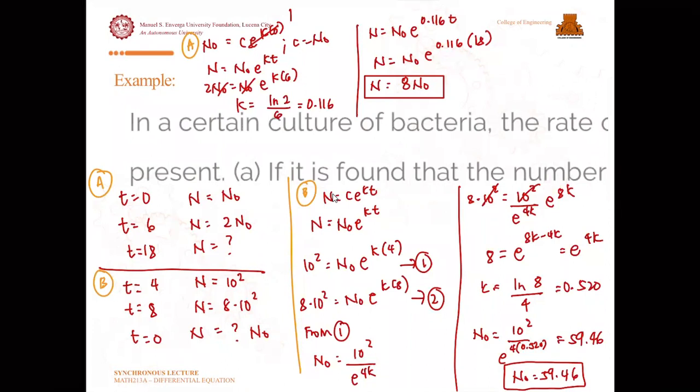Sir, hindi niyo po ata nasama yung 4. Yung 4 saan? Doon sa ln? Hindi po, yung e raised to 4 po. E raised to 4. Wait, check ko lang. So, 10 squared all over e. Oo. Hindi ko na-multiply ng 4 yung exponent. Okay. Thank you. So, this should be 25 over 2, no? So, 12.5. Okay. So, ibig sabihin ang initial value natin is 12.5. Thank you.